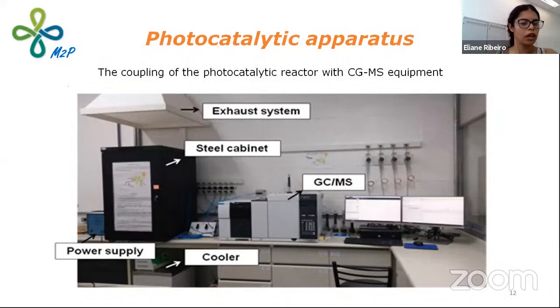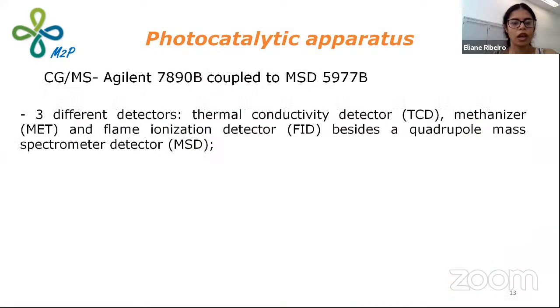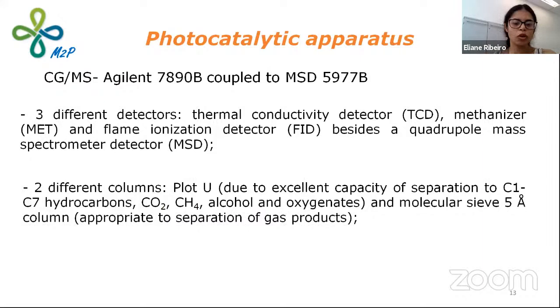In this picture, we can see the photocatalytic reactor. The system consists of a photoreactor connected online to the gas chromatograph, containing three different detectors in order to detect products in gas and liquid phase in real time. As shown, this chromatograph has three different detectors beside the quadrupole mass, and is equipped with two different columns in order to separate the C1 to C4 hydrocarbons, CO2, methane, alcohols, and oxygenates, and the gas produced by the photocatalytic reaction.